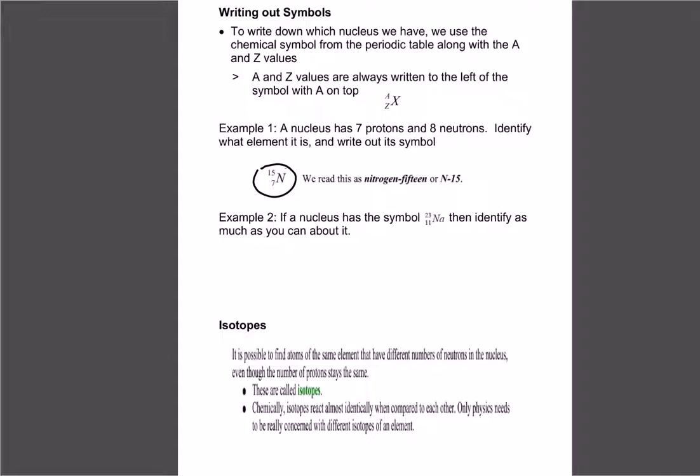So if we look at 23Na11, that's what we just talked about. So 23Na11, so it's 11, which means it's sodium, and 23 would mean we have 11 protons, and then we'd have 12 neutrons.